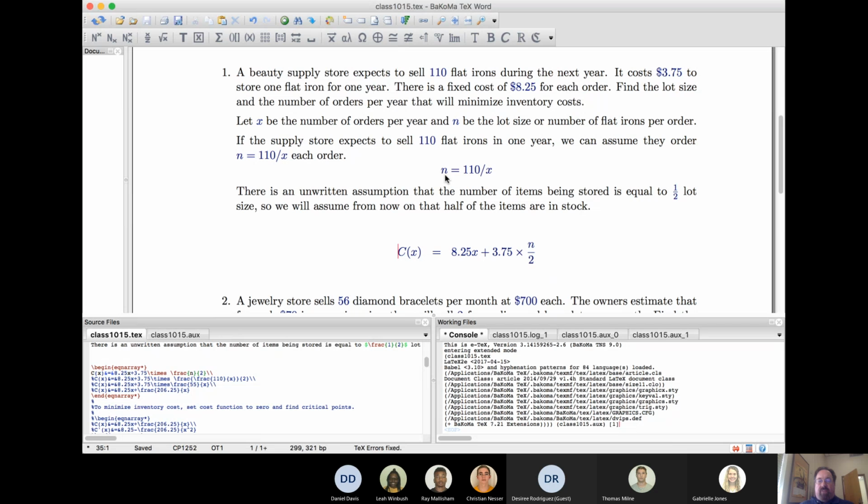If n is the number of items you order at a time, on average, you have that many in storage, and it costs $3.75 to store each one. So this gives you these two. The sum of these two is your inventory cost. So this is what we want to find the minimum of. This is sort of the main part of the problem, and really this is a part that's new. So any questions about how this function was obtained?